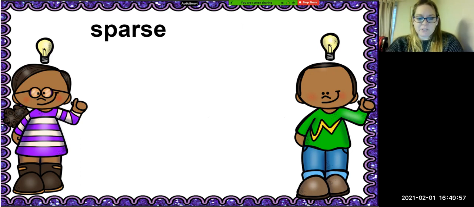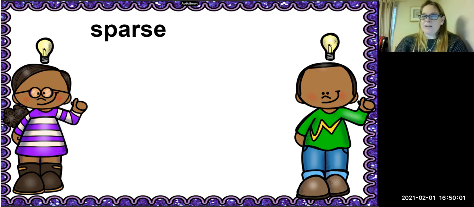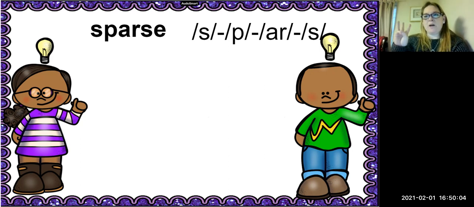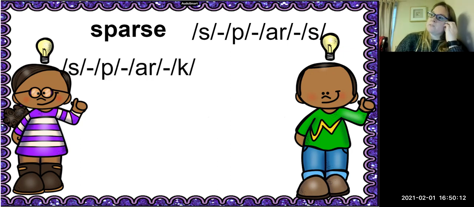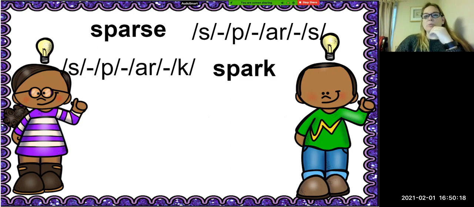All righty, and our last word is the word sparse. Sparse. How many sounds do you hear in sparse? You hear 4 sounds. Sparse. Good. We're going to take the s sound and change it to k. So what will the new word be? Spark is the new word.